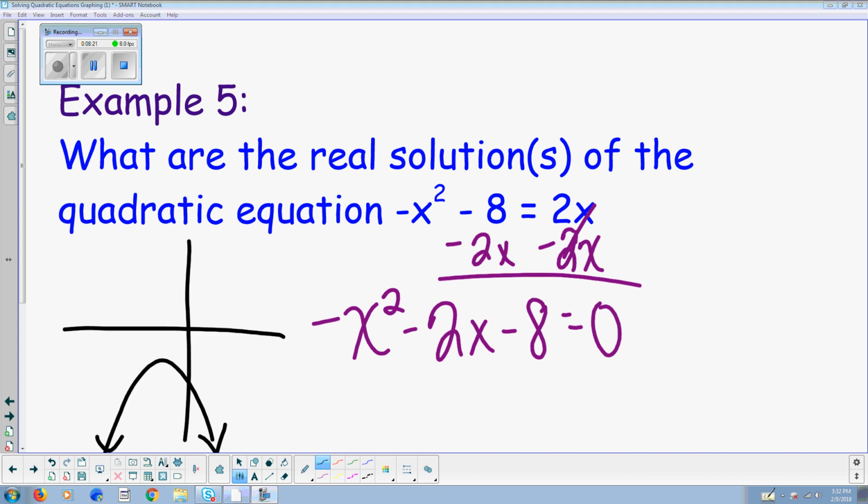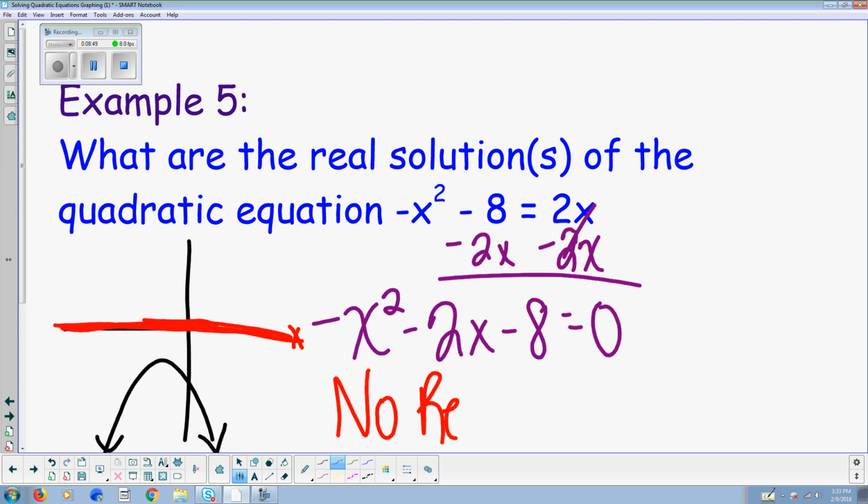So here's a sketch that I've created of this graph. And the thing that I want you to pay particular attention to is that here is my x-axis. And this parabola does not go through it. Not all parabolas are going to go through the x-axis. So when a parabola does not cross through the x-axis, we would say that there are no real solutions.